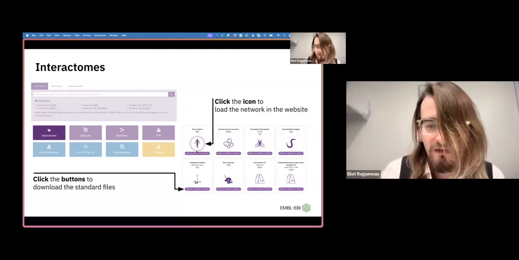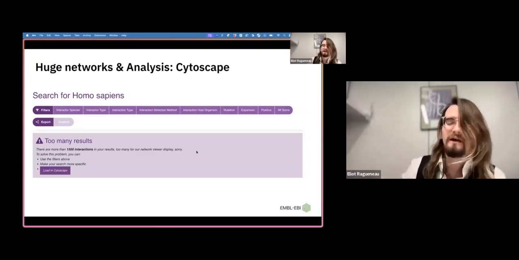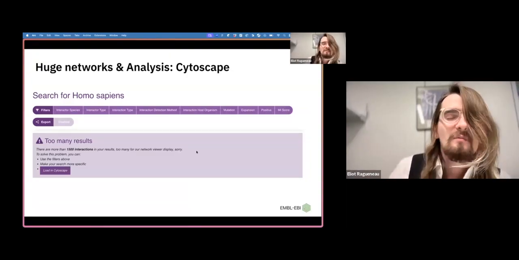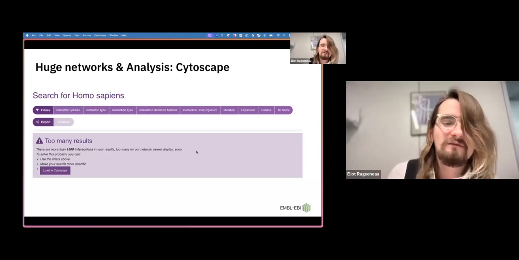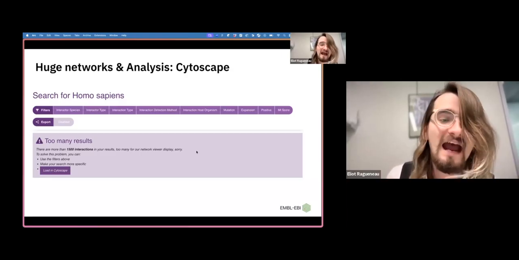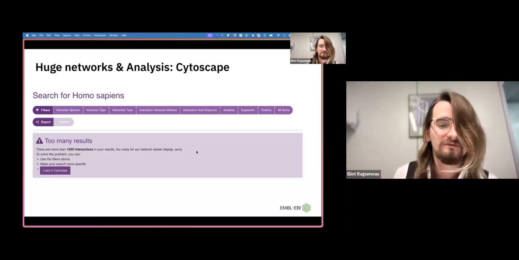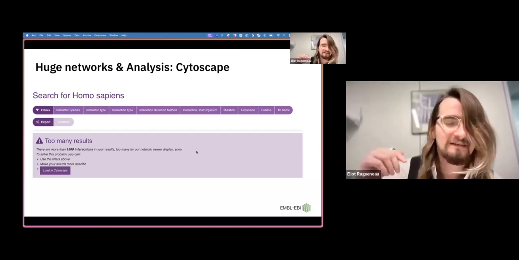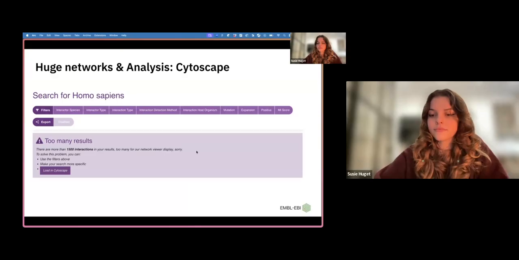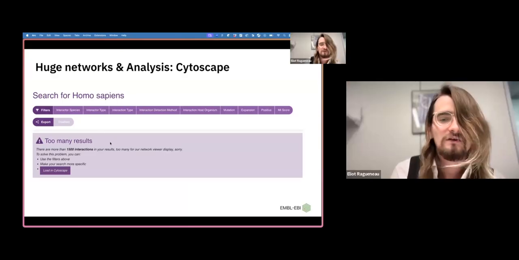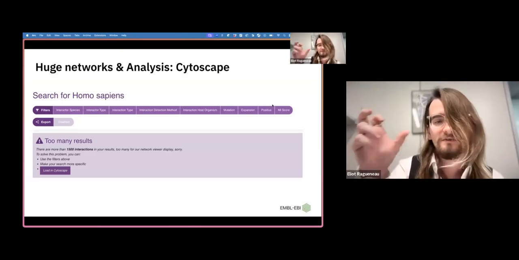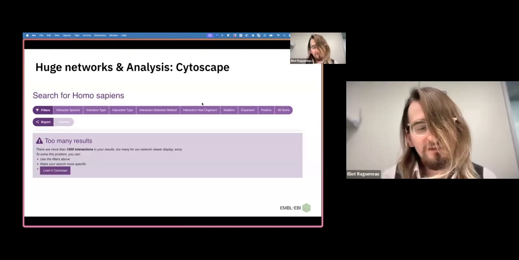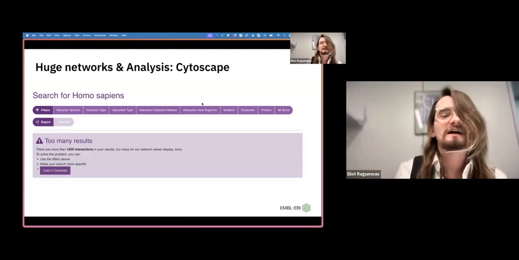If you do click on the icon, because they are the biggest interactomes, the biggest amount of data that we have in the dataset, most of the time, if not always, you will have too many results to be displayed within the website. Actually, we have a limit of 1,500 different interactions that can be visualized in the website. In order to fix this, you can do two things. Either you can use the filters to reduce the data to something easier to handle, or make your search more specific. Or finally, you can load your data in Cytoscape.